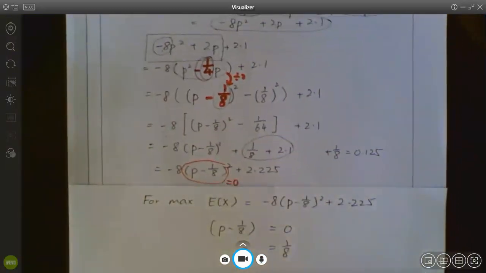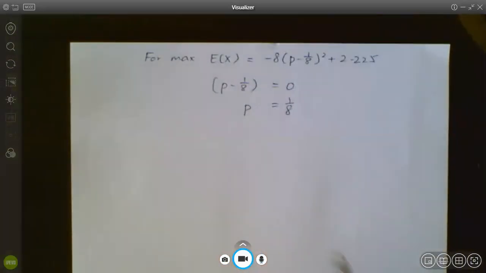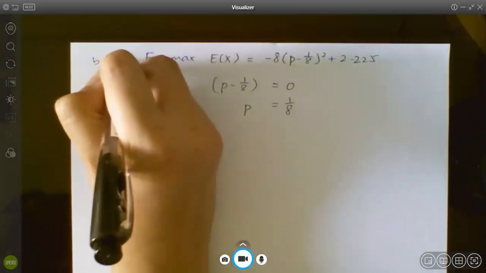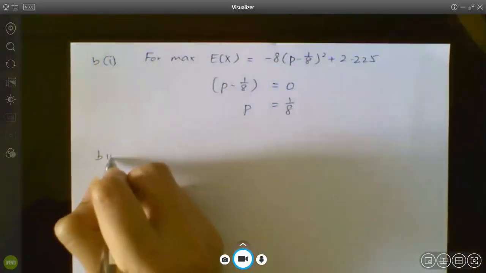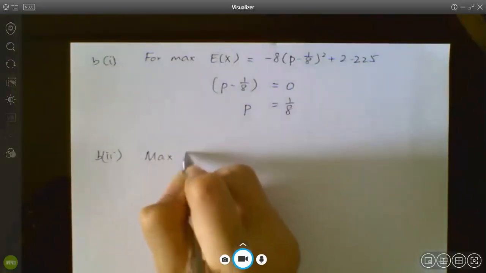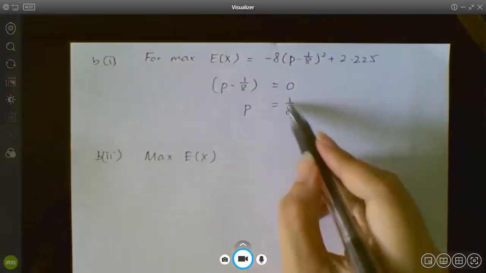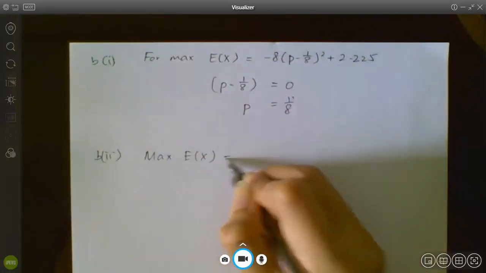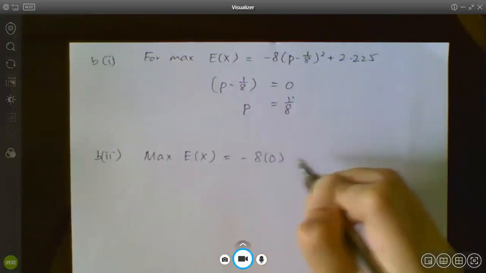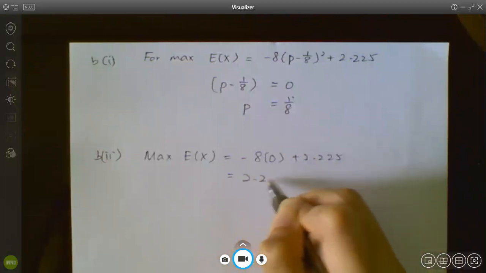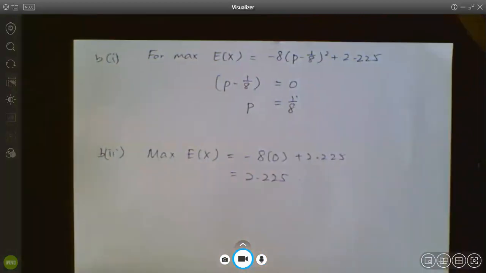Okay. Then it says, hence find the maximum E(X) value. That will be B part 2. This is B part 1. We go on to B part 2. Maximum E(X), as we said, it will be when this part is 0. And we are done.